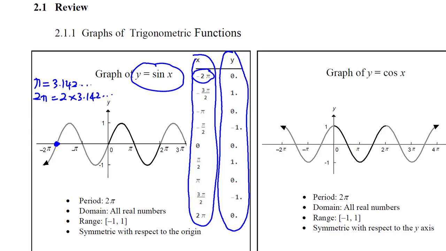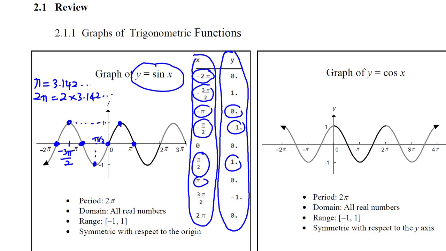Let's say negative pi, you get 0, here. Negative 3 pi over 2, you get 1. Then negative pi over 2, you get negative 1. And then you get 0 here. Then pi over 2, you get 1, and at pi you get 0, and so on. So you will get this graph.